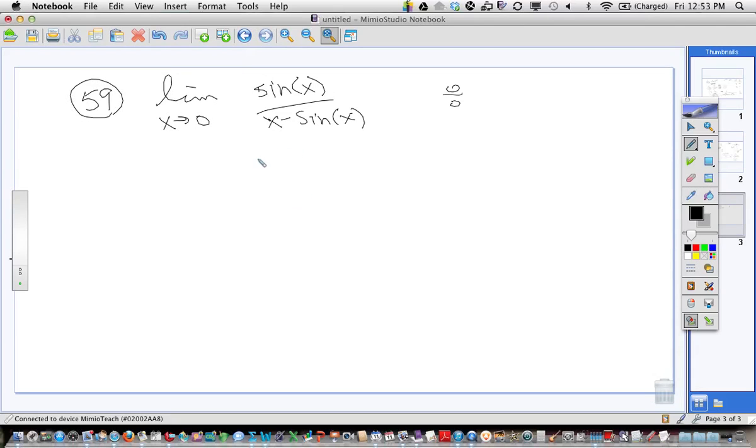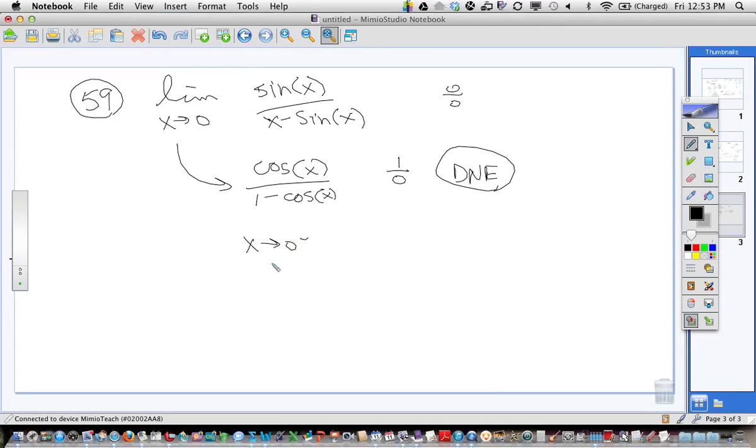And you got, on top, cosine, 1 minus cosine. And now you plug in your 0 again, and this time you get 1 over 0. So now L'Hopital's rule doesn't work anymore, right? Now 1 over 0 tells you, hey, this limit does not exist. And it makes you think of infinity. We've talked about that, right? A number over 0 makes you think of vertical asymptotes, infinity, that kind of thing. So what we have to do is check the limit from the left, and check the limit from the right.